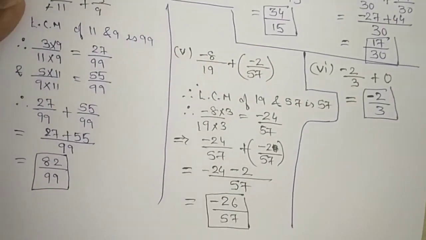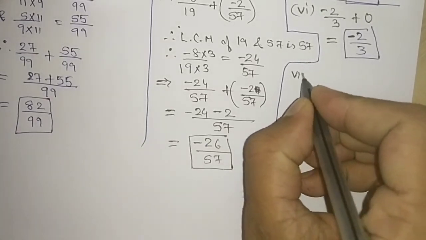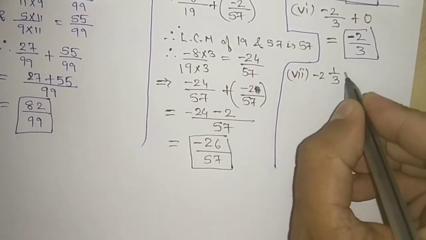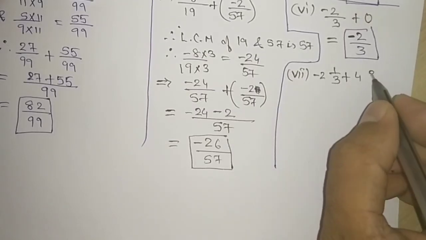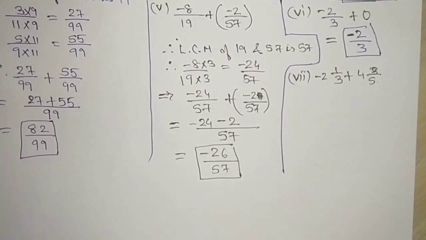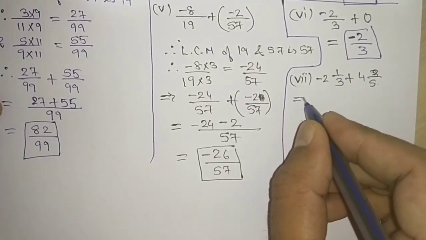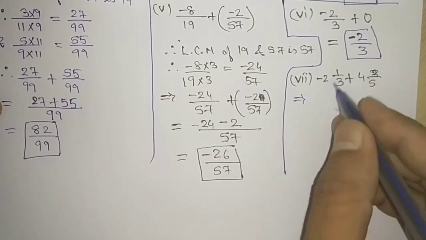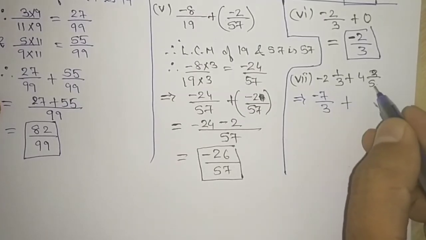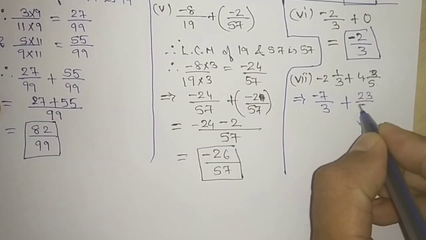So moving to our last part, that is the seventh part. The question is minus 2 integer 1 by 3 plus 4 integer 3 by 5. First we will make it in fraction form. 3 2s are 6 plus 1, minus 7 by 3, plus 5 4s are 20 plus 3, 23 by 5.